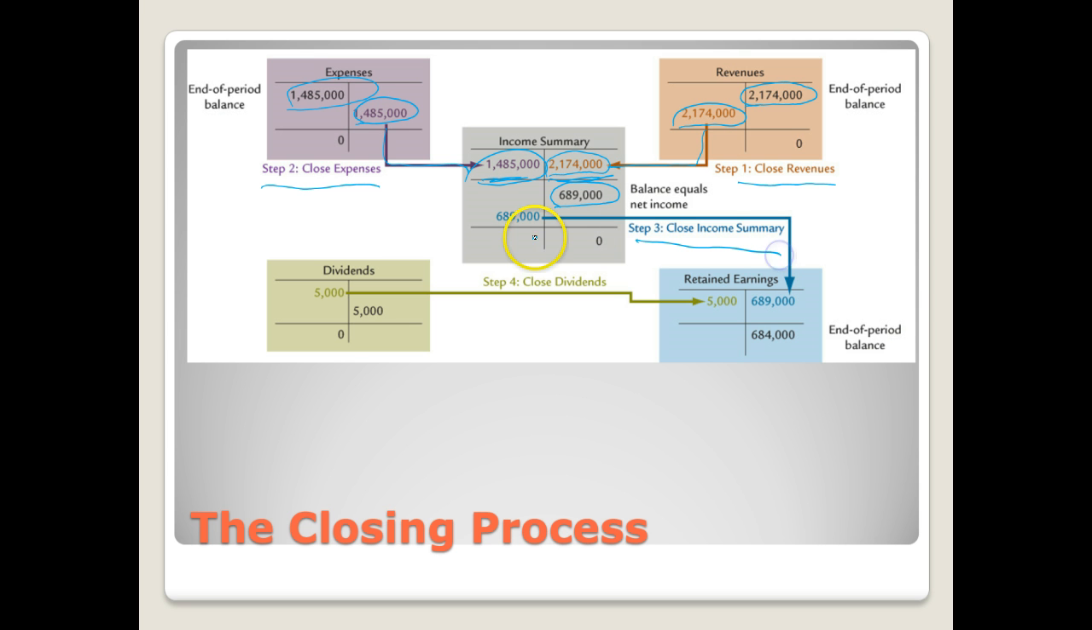And the third step was to close income summary. The way to do that in this case was to enter a debit of $689,000. The other part of that, follow it down here, was a credit entry to retained earnings of the same amount. Lastly, step 4 was to close the dividends account. There had been $5,000 of dividends, which would have been a debit balance in the dividends account. We closed the dividends account by making a $5,000 credit entry. The offset to that is a $5,000 debit entry to retained earnings.